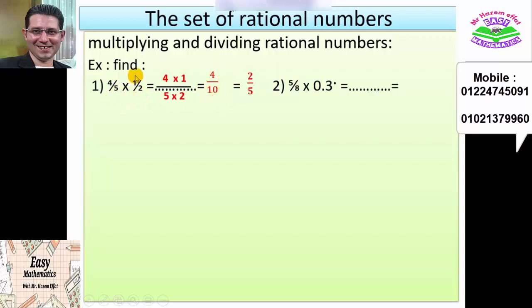Again, as the first time, how do we multiply two fractions? We multiply numerator by numerator, and then multiply denominator by denominator. And don't forget to put this fraction in simplest form.